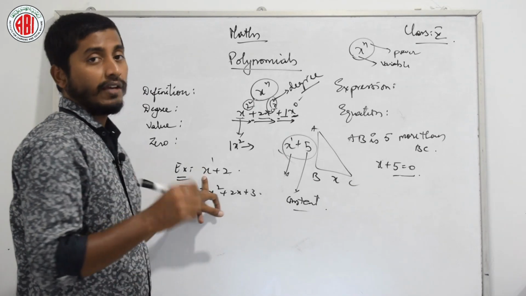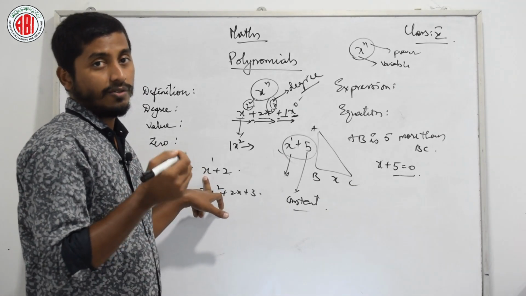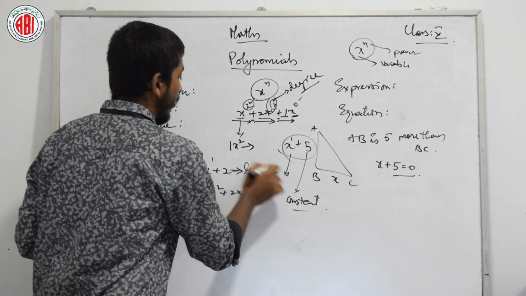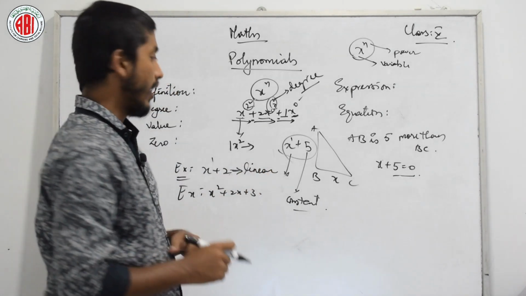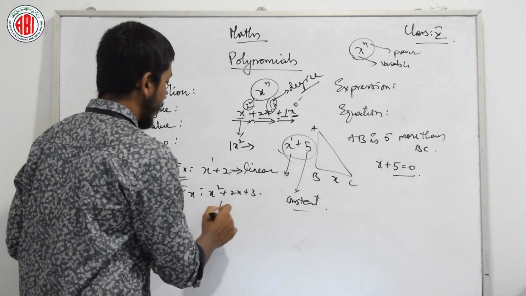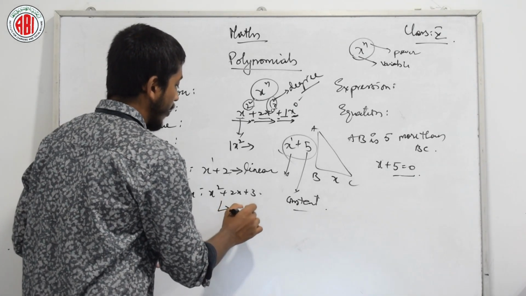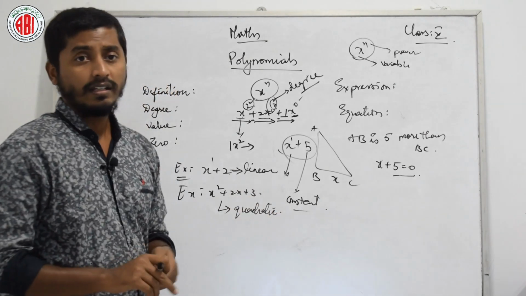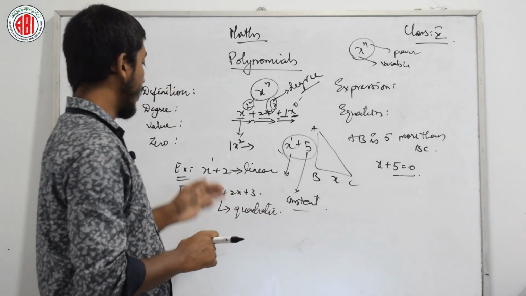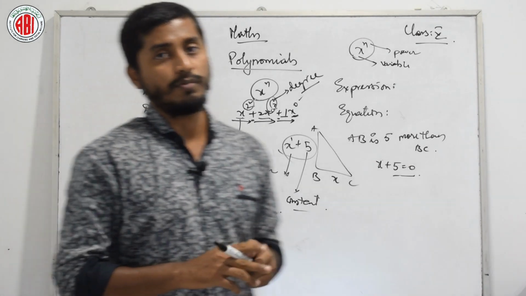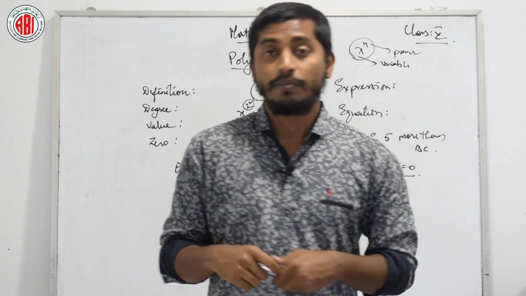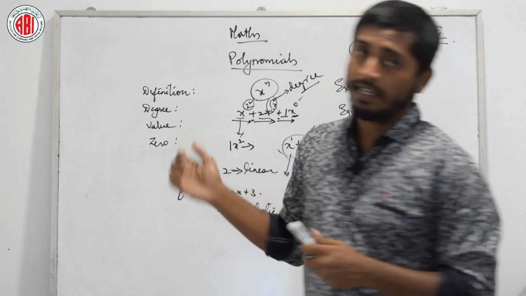Now we can conclude, let us have a general discussion: if the degree of a polynomial is 1, then such a polynomial is said to be a linear polynomial. Is it okay? If the degree of a polynomial is 2, then it is called a quadratic polynomial. Is it clear? If the degree is 3, we can call it a cubic polynomial. These are different degrees of polynomials. Based on the degree, we can segregate them like that.